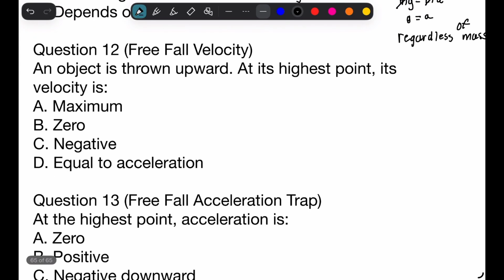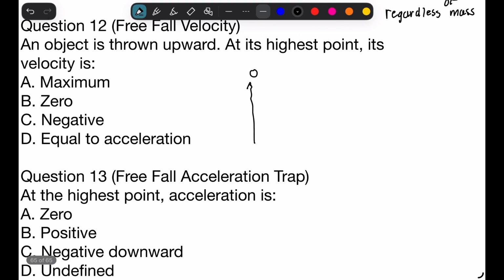An object is thrown upward. At its highest point, its velocity is going to be what? Well, if your object is going upward, you have to think about what forces are acting on this object at every single point in time. As our object goes up, no matter where you are on Earth, you're always going to have that force of gravity acting downward, always trying to push that object back down to Earth.